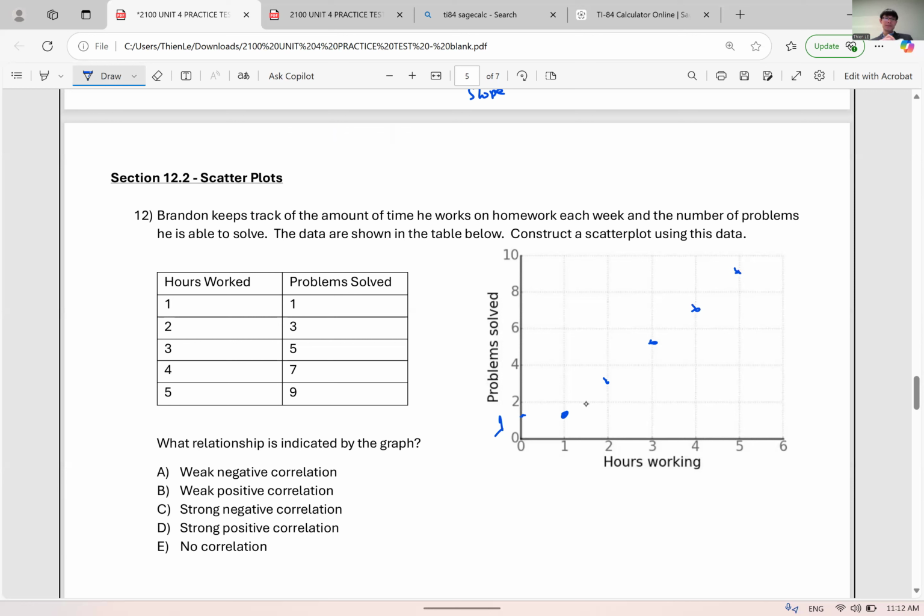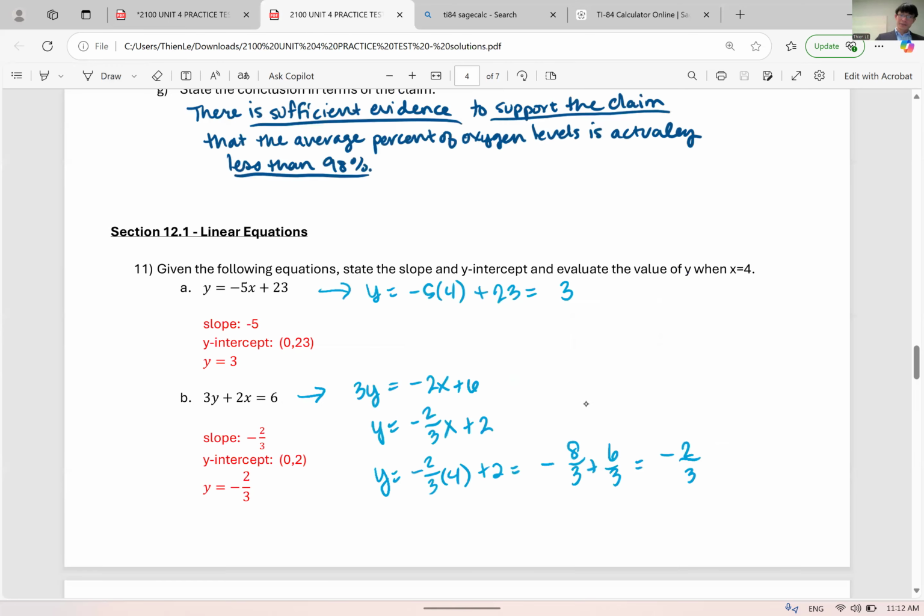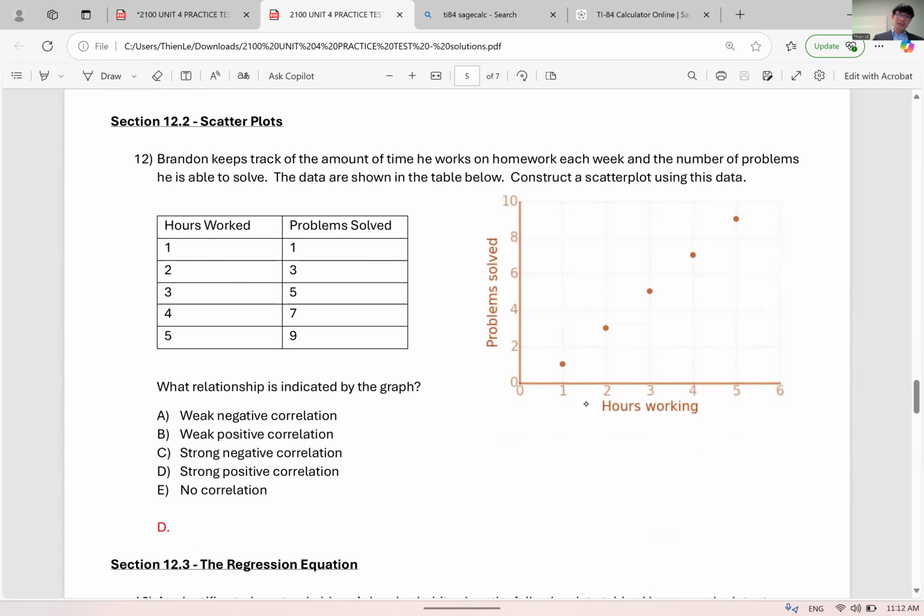Like this. And what relationship is indicated? It seems we have a strong linear relationship. But should it be negative or positive? Positive, because the longer time you study, the more problems you can solve. We call it positive. It rises from left to right here. So look at the figure here. Similar, so D. Strong positive correlation.